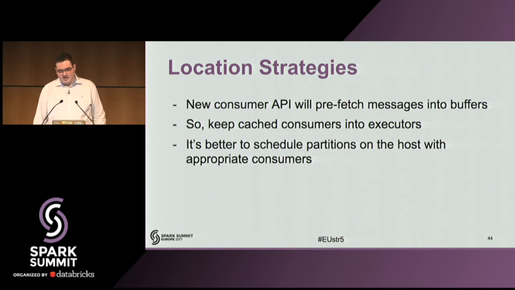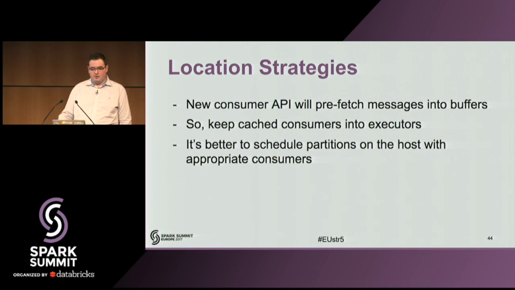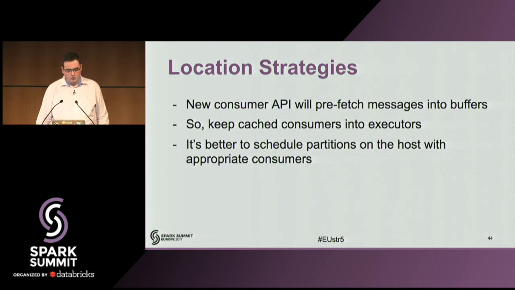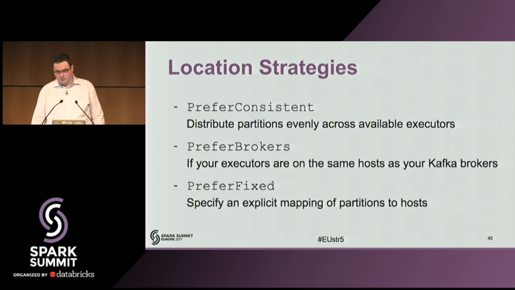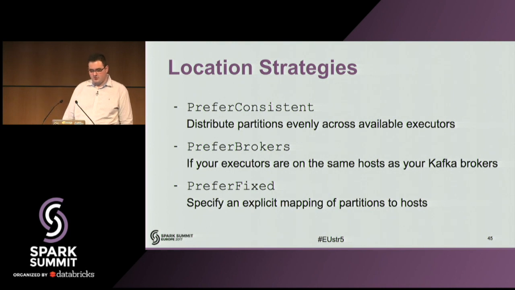The new consumer API prefetches some messages into small buffers to speed up access, but just a few. It's just a fast access buffer. This is totally unrelated to the old receivers approach. So we can keep the consumers cached in executors between microbatches and schedule the task on the node with the appropriate consumers. Taking this into consideration, we have 3 different location strategies.